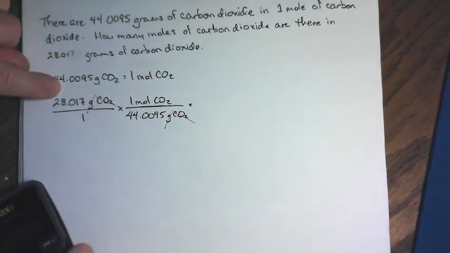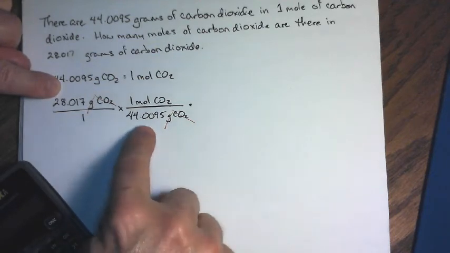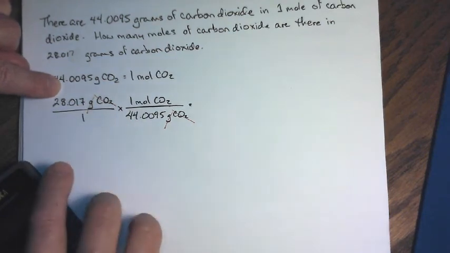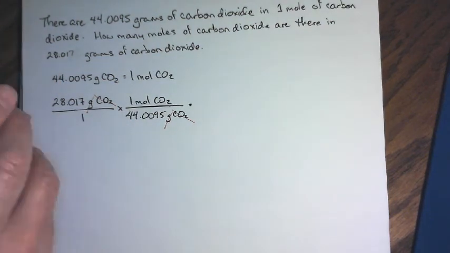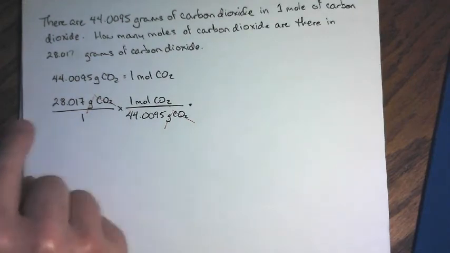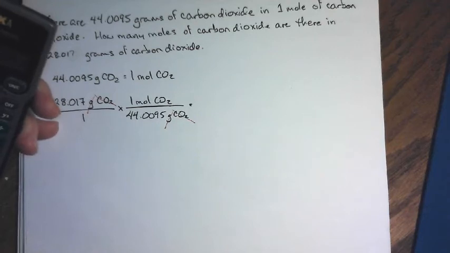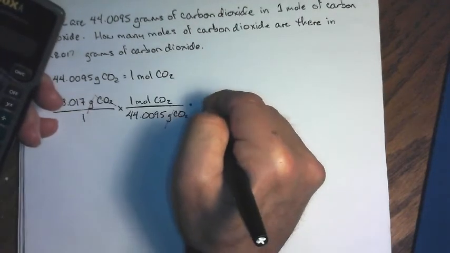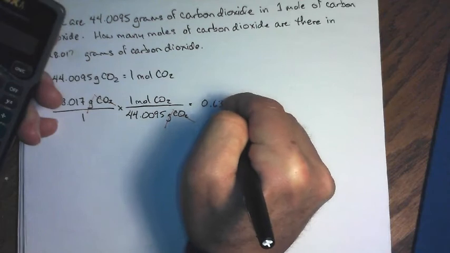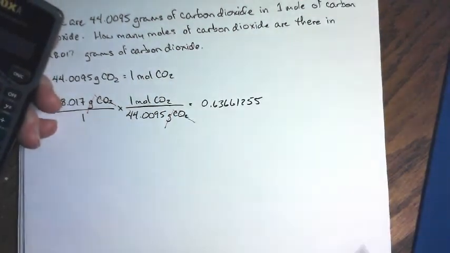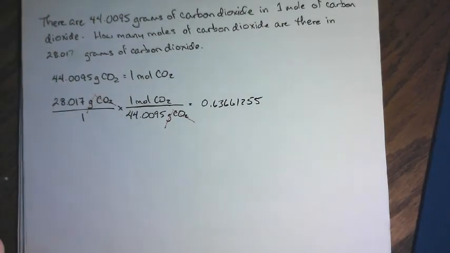So if I take this number then and divide by this number, that's all I'm doing here. I've got ones here and here. I'm just dividing, right? Does that make sense to everybody? Okay. So I'm going to take this number, 28.017, and divide it by 44.0095. And I have an answer of 0.63661255.